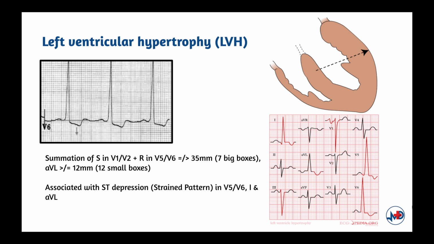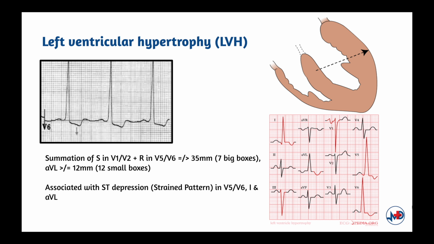And if you're looking at precordial leads, the R wave in V4, V5 or V6 is more than 26 millimeters. The R wave in V5 or V6 plus S wave in V1 is more than 35. And the largest R wave plus the largest S wave in precordial leads is more than 45.